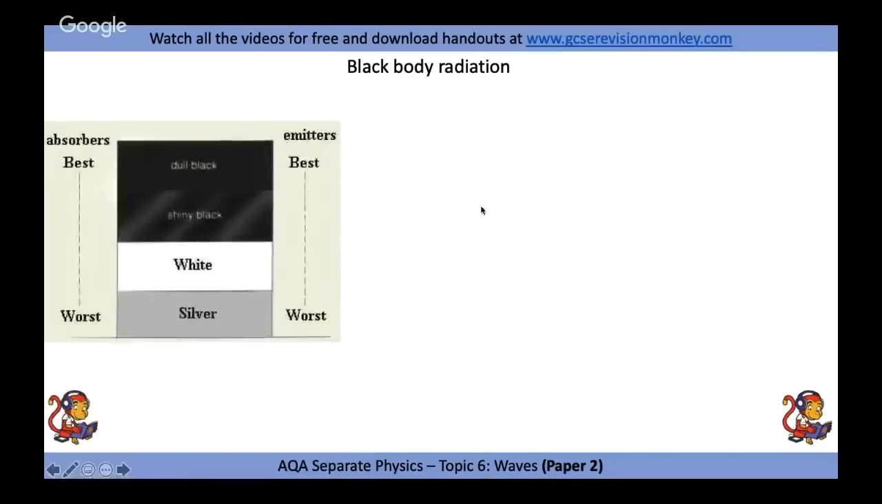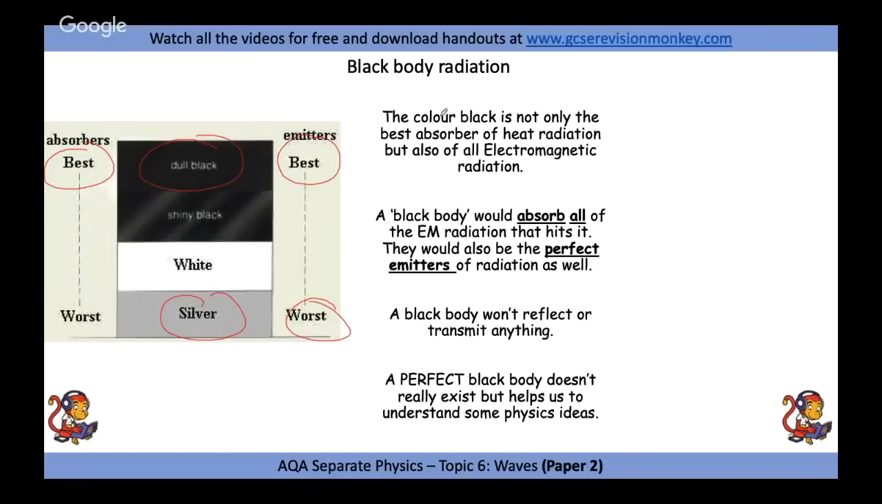Okay, black body radiation. So we've already seen in our Leslie cube that dull black is the best emitter and that shiny silver is the worst emitter. Well, black body radiation, the perfectly black objects, are also the best absorbers as well as the best emitters. So the colour black is not only the best absorber of heat radiation, but also of all electromagnetic radiation. A black body would absorb all the EM radiation that hits it. They would also be the perfect emitters of radiation as well. So it won't reflect or transmit anything. Now, actually, a perfect black body doesn't really exist, but it helps us to understand some important physics ideas. So it's the perfect absorber and emitter.